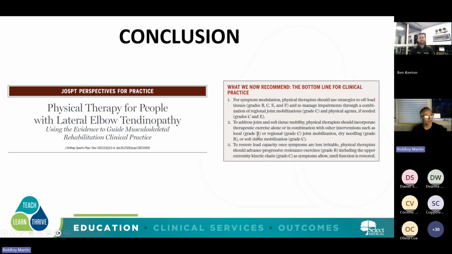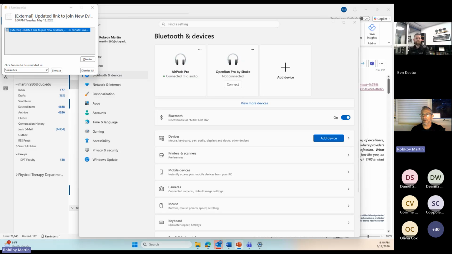There is grade B evidence for dry needling. This does come with some randomized controlled trials that have driven this recommendation. And then once we get to strengthening and functional capacity, we're really trying to increase progressive resistance throughout the upper kinetic chain to try to restore function. That's all I have on lateral elbow tendinopathy.